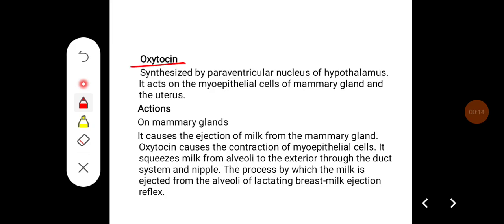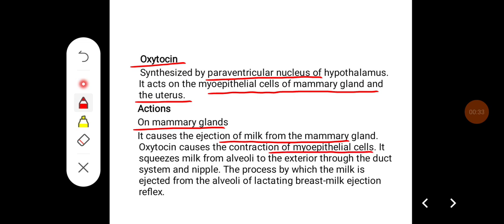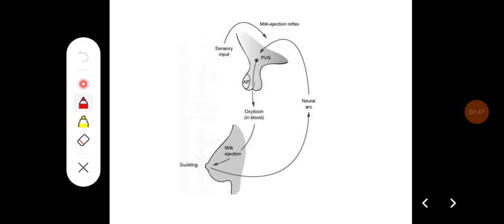Oxytocin is synthesized by the paraventricular nucleus of the hypothalamus and it acts on myoepithelial cells of the mammary gland and the uterus. Actions of oxytocin on mammary glands: it causes ejection of milk from the mammary gland. Oxytocin causes contraction of myoepithelial cells. It squeezes milk from the alveoli to the exterior through the duct system on the nipple. The process by which milk is ejected from the alveoli of lactating breasts is called the milk ejection reflex.